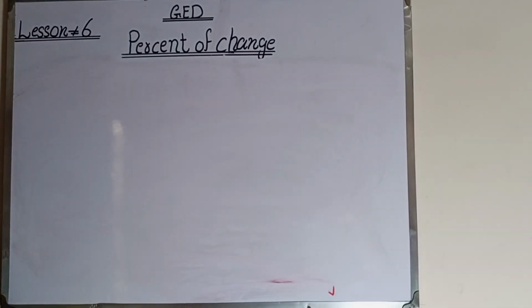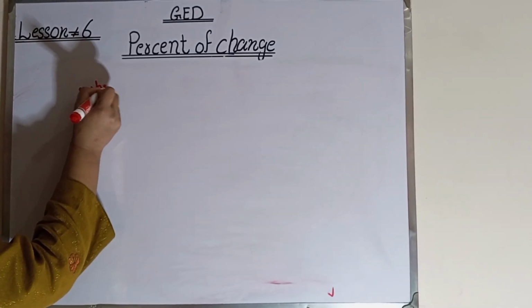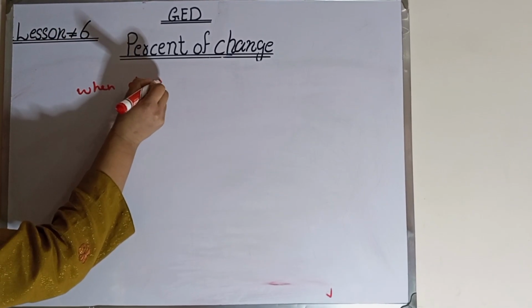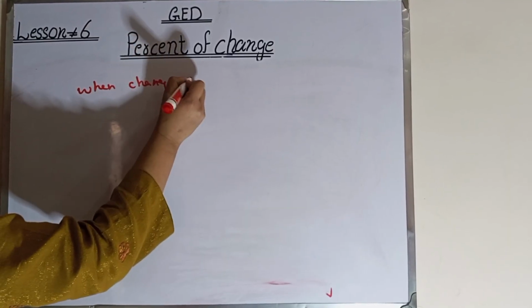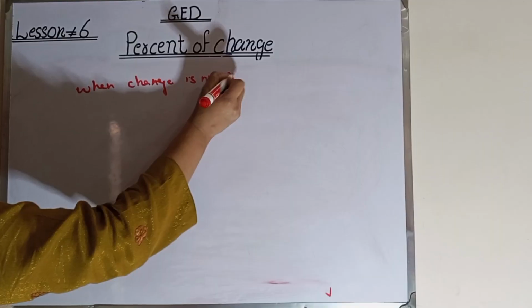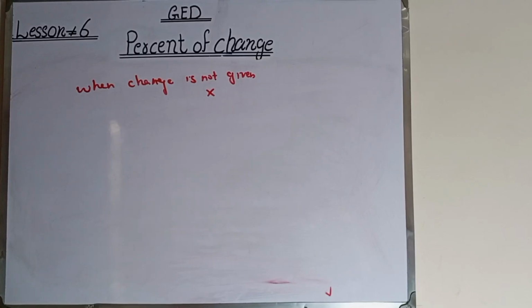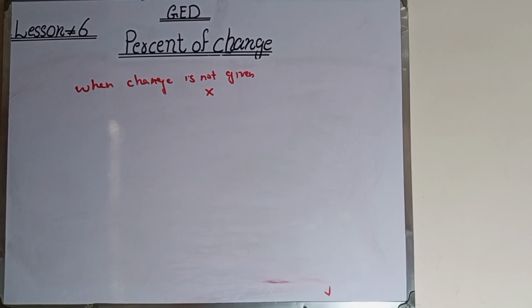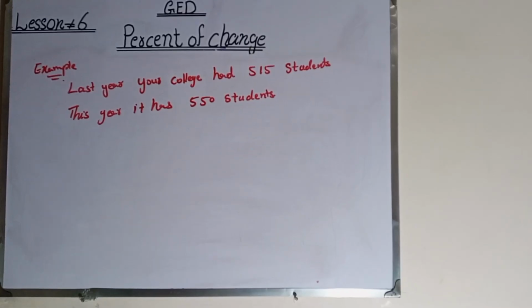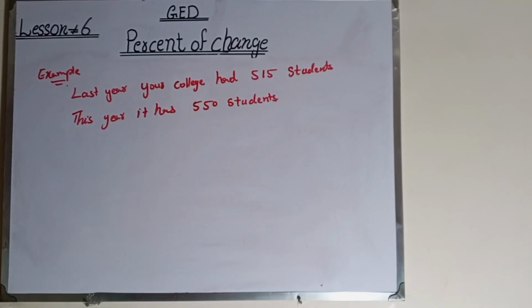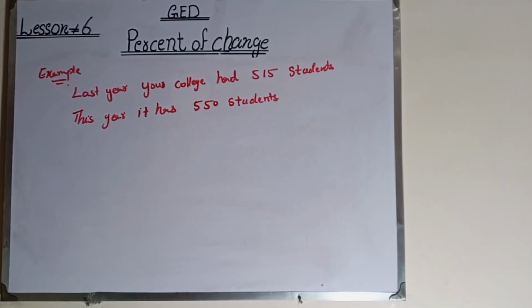When the change is not given, what will you do? You only get the original value and the new value. For example, last year your college had 515 students. This year it has 550 students. Now, to find the percent change, step 1.